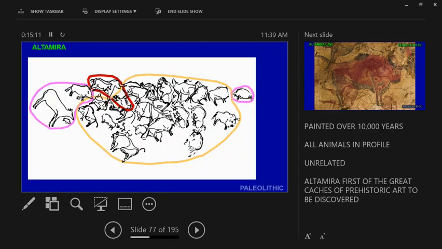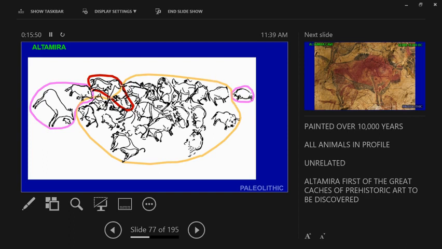All right. Anyways, there's a whole bunch of these images of bison and bull, and they're not related to each other. They're not aligned the same way. It doesn't tell a story. All these are just randomly placed. And there's 10,000 years difference between the first ones that were painted and the last ones that were painted. So that means that an artist painted on the ceiling, thousands of years later another artist painted on the same spot, and thousands of years later another artist painted on the same spot.